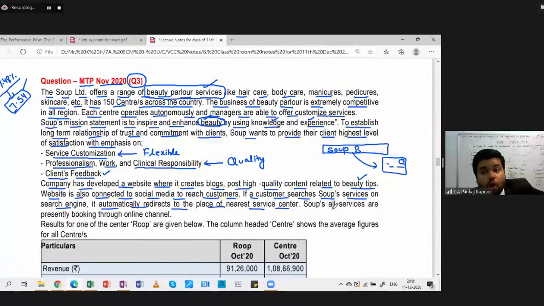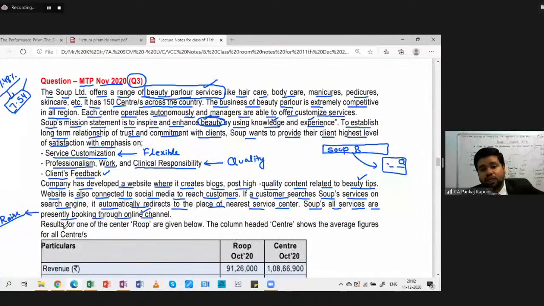The SOUP services are presently booked through an online channel. It means they don't do physical booking. They accept orders or service requests through their electronic channel only. In their online portal, you need to raise the request or raise the ticket that I need this particular service, and then they provide that service to you.